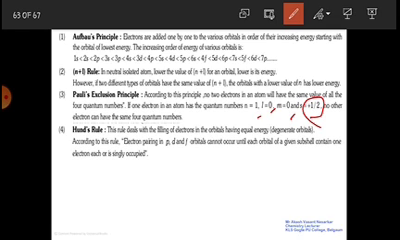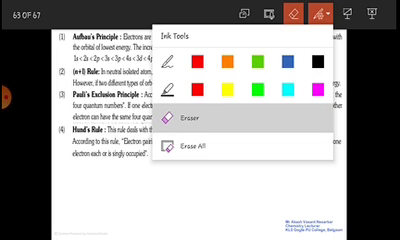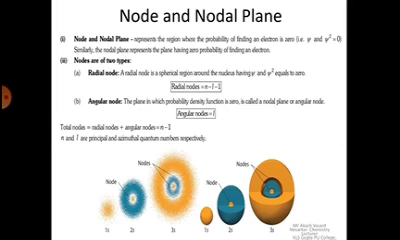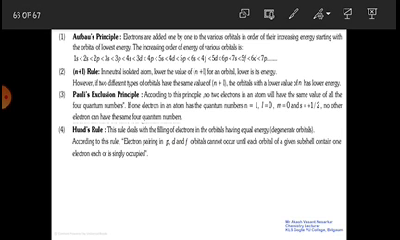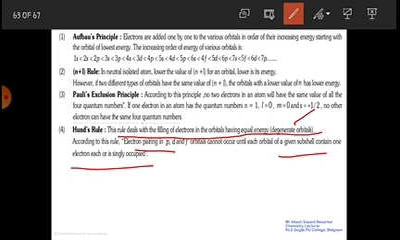Now last one, Hund's rule. This rule deals with the filling of electrons in orbitals having equal energy, that is degenerate orbitals. Equal energy is nothing but degenerate orbitals. According to this rule, electron pairing in p, d, f orbitals cannot occur until each orbital of the given subshell contains one electron, that is, each is singly occupied.